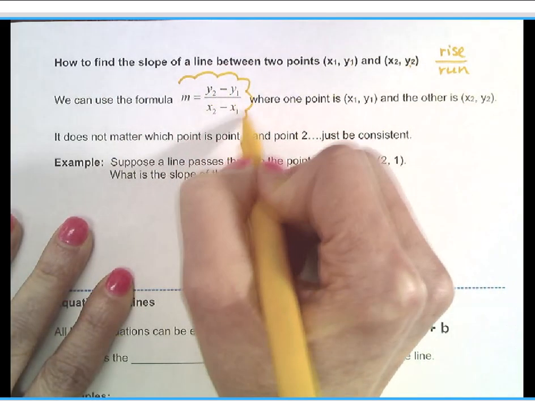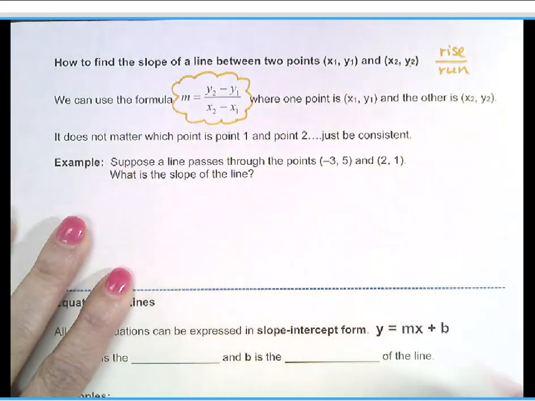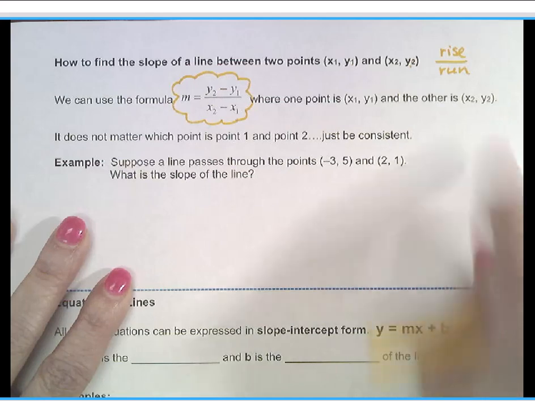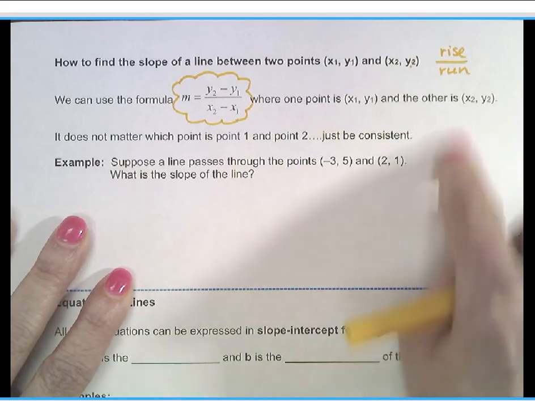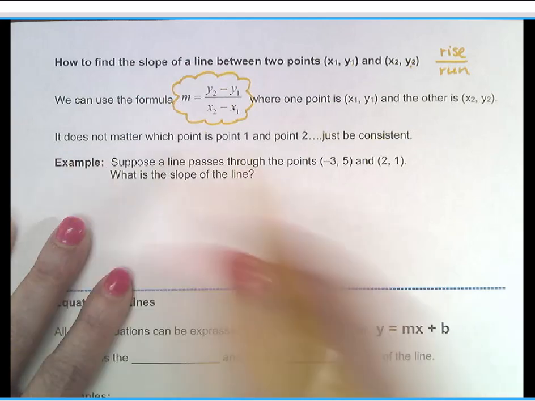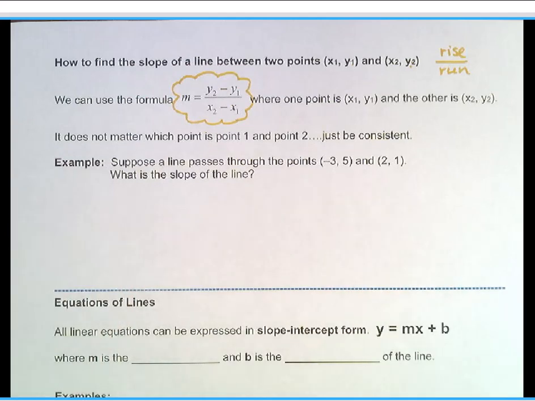So if you're just given 2 points, this formula will help you get by. If you can't remember the formula, draw a picture. Draw a quick little sketch of the 2 points and then just do the little triangle to rise and run. That's always a good thing to fall back on when you don't remember the formula. And again, it doesn't matter which is point 1 and point 2, you just have to be consistent.